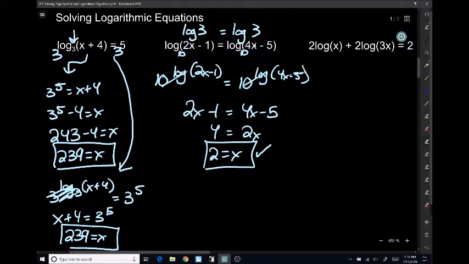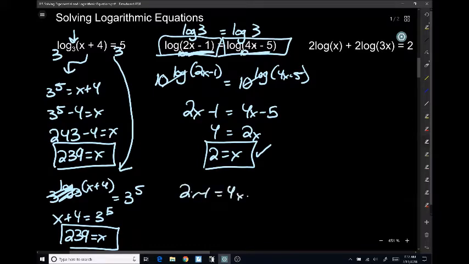But what's a little bit simpler here is you can just think about the logic of this. If this here is equal to this here, the only way that's possible is if the stuff inside of these functions, these inputs, are the same. You can actually just immediately go to dropping the logs and solving. 2x minus 1 equals 4x minus 5, and solve that from there.